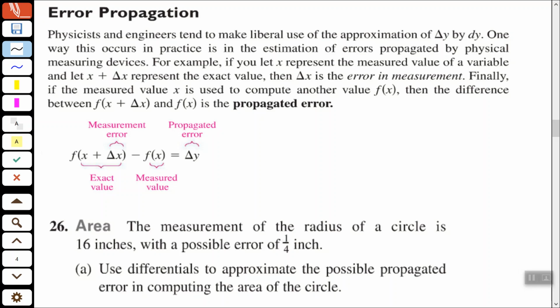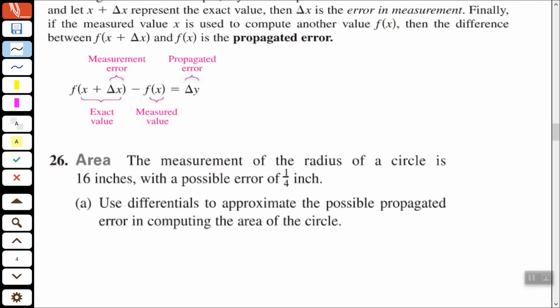Finally, if the measured value x is used to compute another value, f of x, then the difference between f of x plus delta x and f of x is the propagated error. In other words, delta y, or the change in y, is equal to f of x plus delta x, where that's the exact value, minus f of x, where that's the measured value. And the measurement error would be delta x.